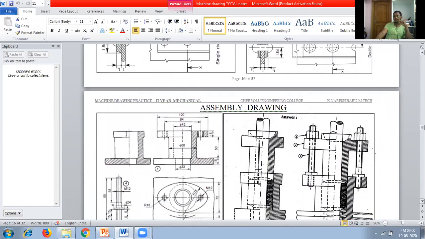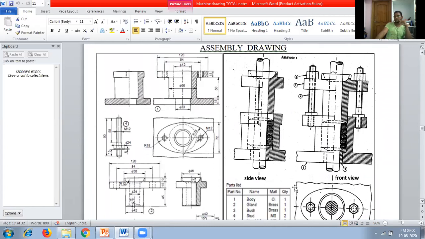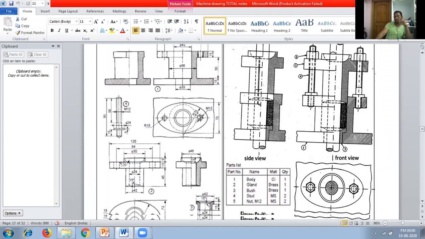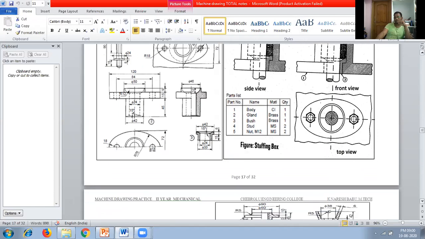Now coming to part B, that is assembly drawing. Assembly drawing consists of part drawings as well as the assembled view. So this is the question for assembly drawing. This is the answer for assembly drawing. In the question, it consists of individual parts, whereas in the answer we have to draw the assembled view of a component. The assembled view means you have to draw the front view, top view and side view of the final assembled view.